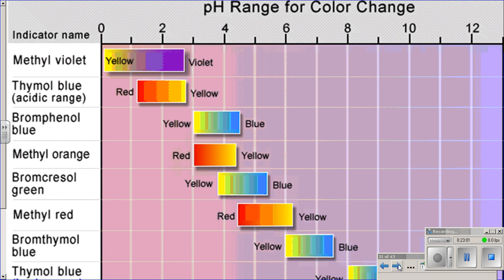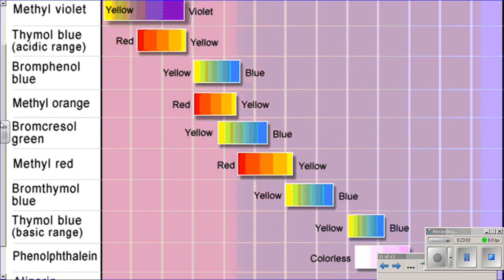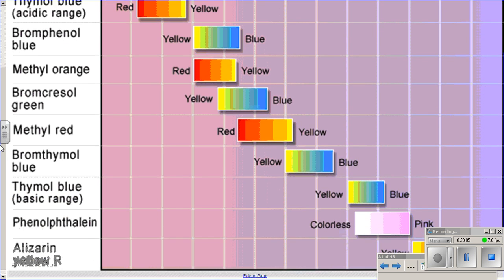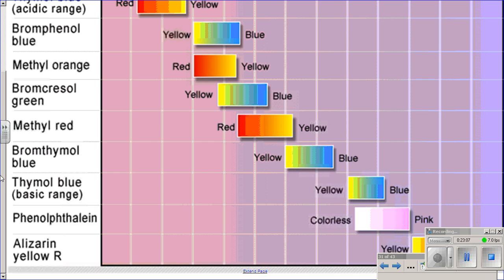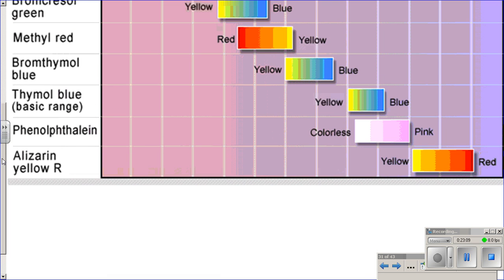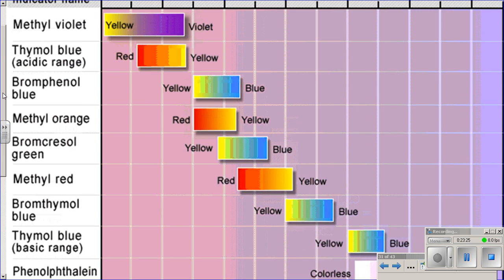If I wanted something to change at a pH of 8, we just talked about it. Phenolphthalein is colorless and changes to pink at about a pH of 8. If I want something that changes past that, I can never say this one, Alizarin yellow R, it changes at a pH of like 9. So we've got all these lovely indicators, and these are all chemicals that we have in the back in our stockroom.